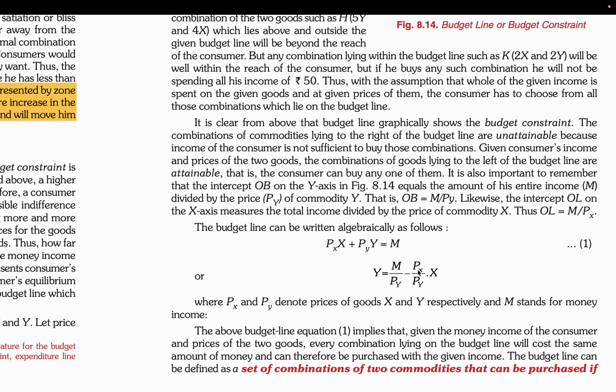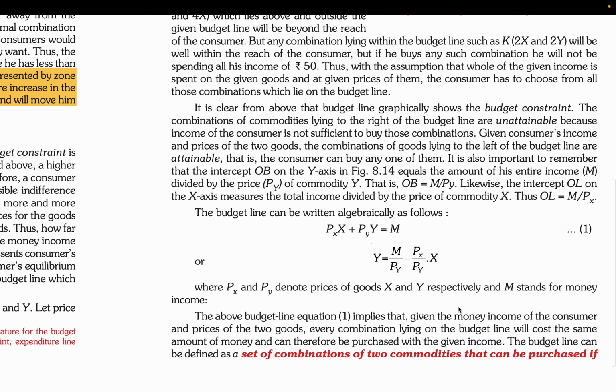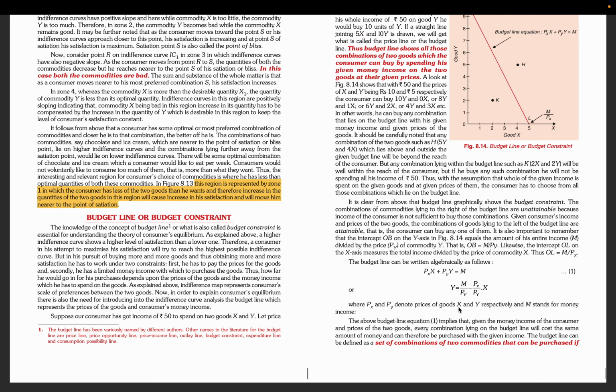and px by py, which is the slope, into x, where px and py denote the price of x and y respectively, and m stands for money income. The above budget line equation implies that given the money income of the consumer and prices of the two goods, every combination lying on the budget line will cost the same amount of money and therefore be purchased with the given income, because we are going to equate all of these points equal to m, which is basically what we mean by the budget constraint or the budget line equation, right?